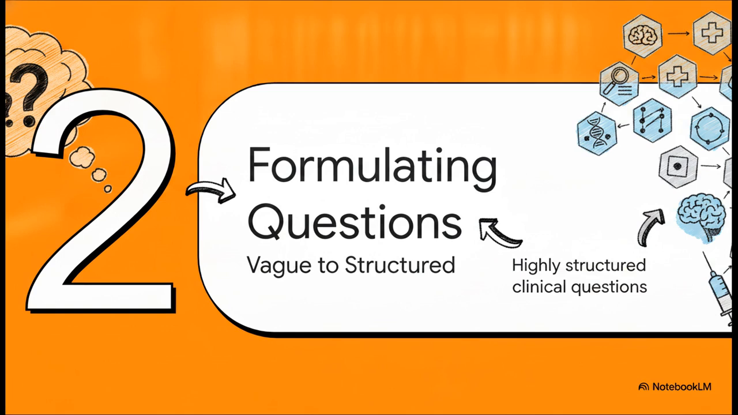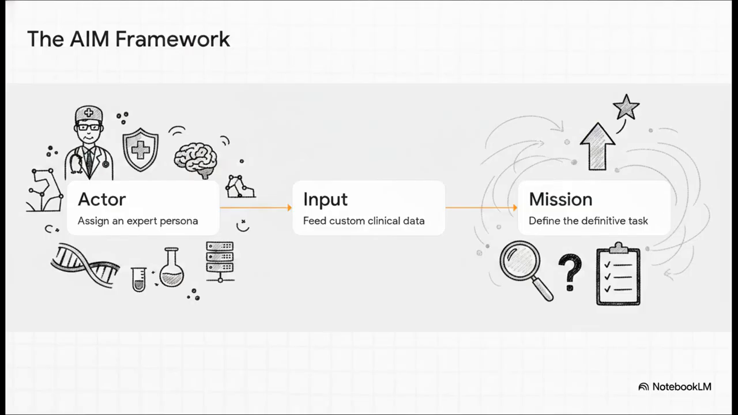All right, Section 2, formulating clinical questions. Here, we're moving from vague ideas to highly structured instructions. Before you type a single word into these tools, you've got to use the AIM framework. That's A-I-M. First, tell the AI its actor role. Who does it need to be? Maybe a senior critical care biostatistician? Then, provide the input. What specific variables or custom clinical data is it actually working with? And finally, declare the mission, the definitive single task it needs to execute for you right now.